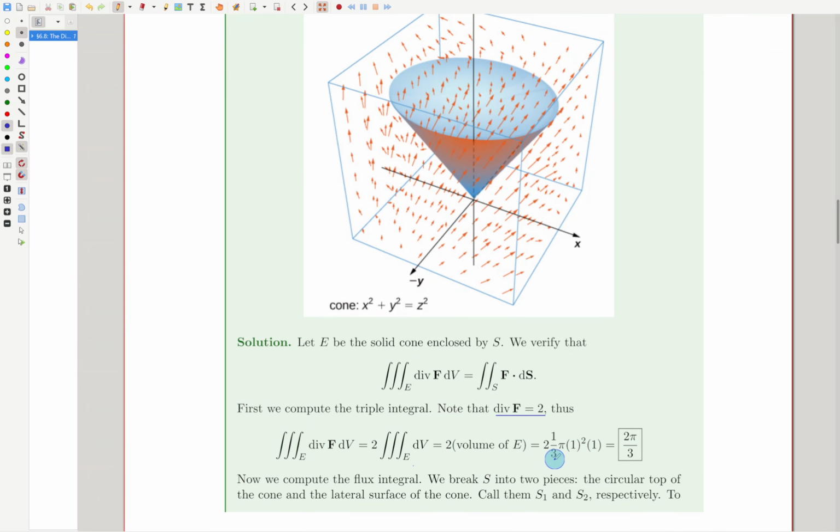So plugging into the formula for volume of a cone, it's 1/3 base, which is pi r squared, times height, which is 1. And so all of that together gives you this as the triple integral. Okay. Now for the more tricky part, the surface integral of this region.